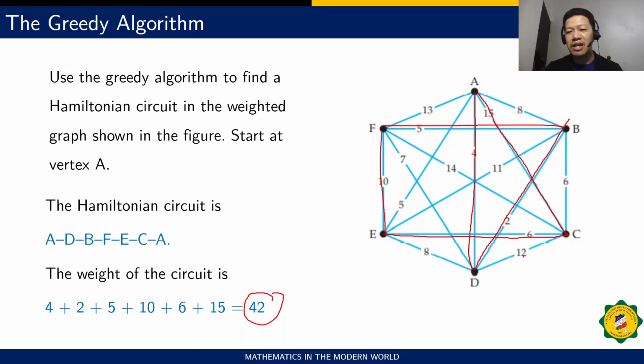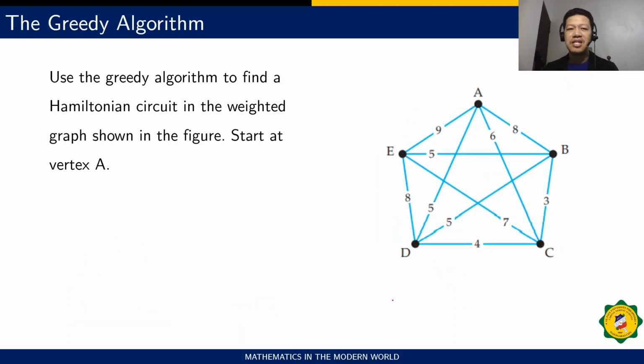Then you can find another circuit and check whether that's greater than or maybe less than 42. If it's less than 42, that's the solution. That's what we call the optimal solution, because here we need to minimize the cost, minimize the time to travel, and the distance. We're looking for the shortest path.